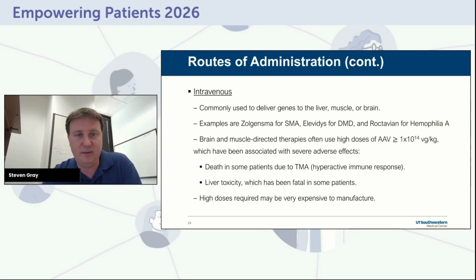So I'd say, with the safety issues, the majority of the time these have been well tolerated, but there are some very dramatic examples of very severe effects, including death. And the other thing with an IV, if you're injecting very large doses, then those high doses may be very, very expensive to manufacture, in the hundreds of thousands or even maybe millions of dollars per patient just to manufacture them.